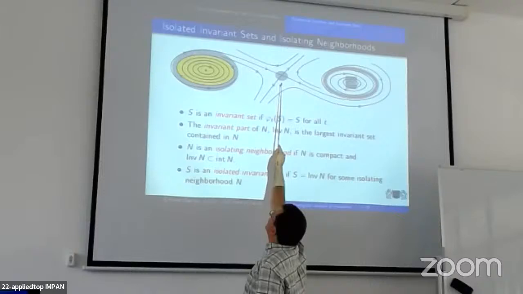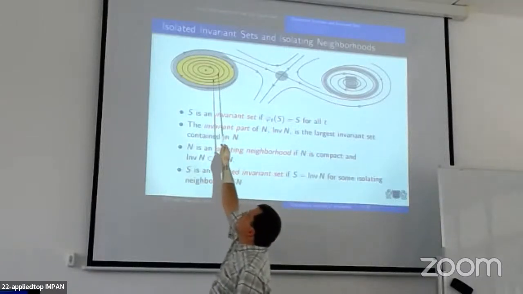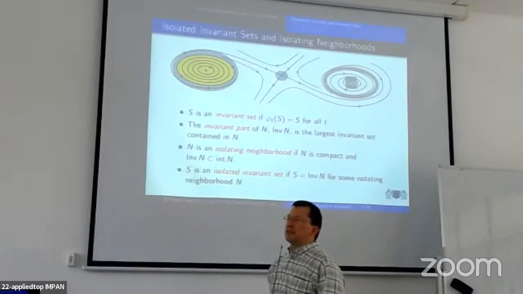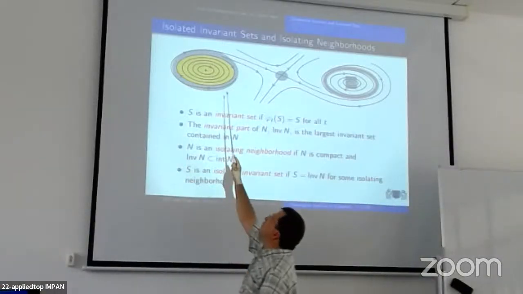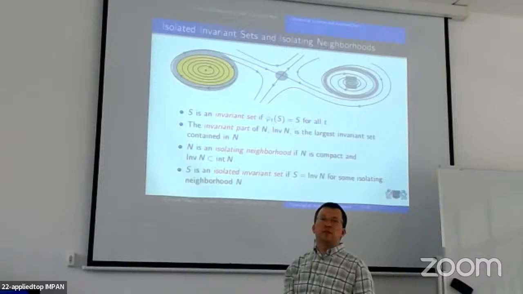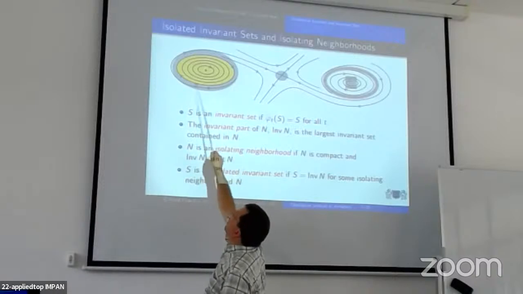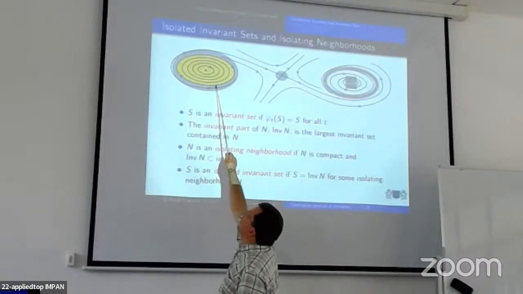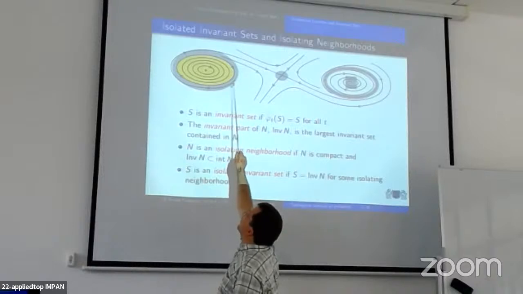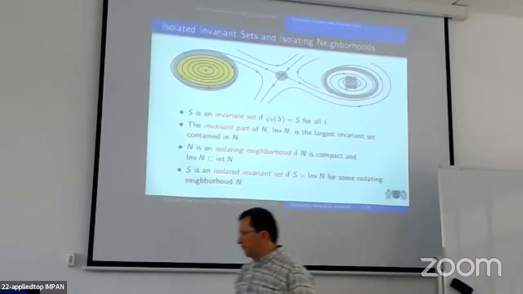For example, this fixed point is isolated because in its neighborhood, it is the only invariant set. If you look at this point in the middle, it is an invariant set, but it is not isolated because no matter how small a neighborhood you take, there will be some additional periodic orbits that fit into this neighborhood. So if you take, for example, this entire large disk, then this will be an isolated invariant set because other trajectories actually gain some distance and leave this neighborhood in forward time.